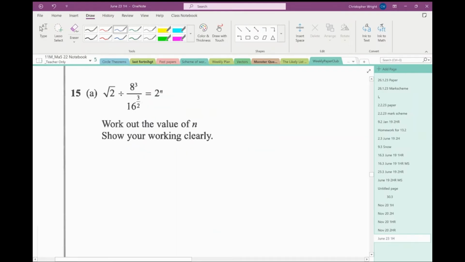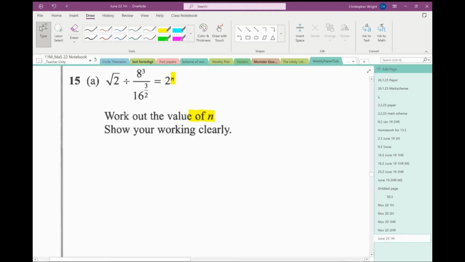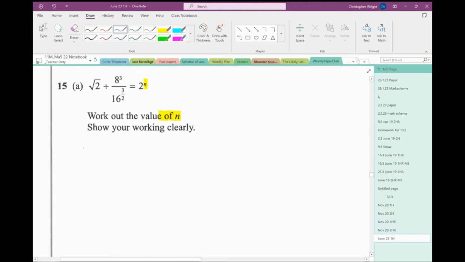Number 15. Work out the value of n. Here's n. Show your working clearly. Looking at the left-hand side here, I'm going to more or less put everything into base 2. Now the square root of 2 is 2 to the power of a half. I've got that divided by 8 to the power of 3. 8 cubed is 2 cubed times 2 cubed times 2 cubed, which is 2 to the power of 9. So instead of writing 8 cubed, I'm going to write 2 to the power of 9.